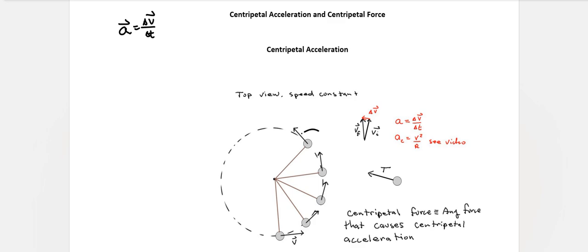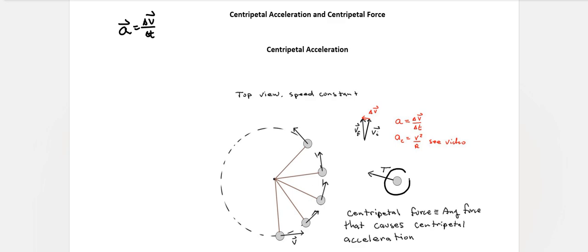So if we take a look at this picture, this is supposed to represent maybe a rock on a string or something like that that's moving around in a horizontal circle, maybe on a tabletop. And for this picture, don't worry about any other forces other than the force applied by the string onto the rock.